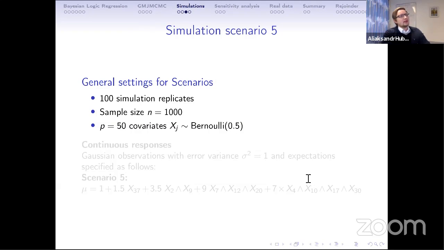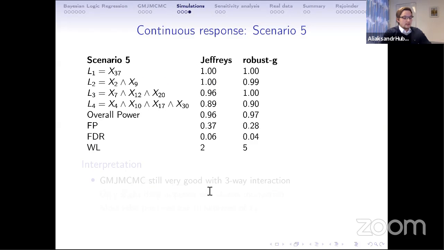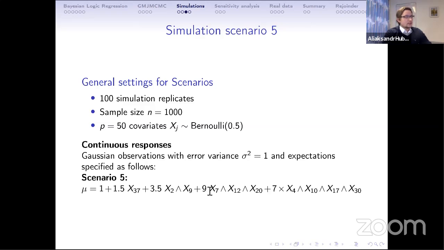Here we simulated 100 replicates of the data consisting of 1,000 observations on the responses and 50 covariates, which are marginally Bernoulli distributed with the success probability of 0.5 and are independent. We also simulated the responses from the Gaussian distribution with the dispersion equal to 1 and expectations defined below. In the expectations, we have some influence of 1 single leaf, 1 tree consisting of 2 logical expressions, 1 3-way interaction, and 1 4-way interaction.